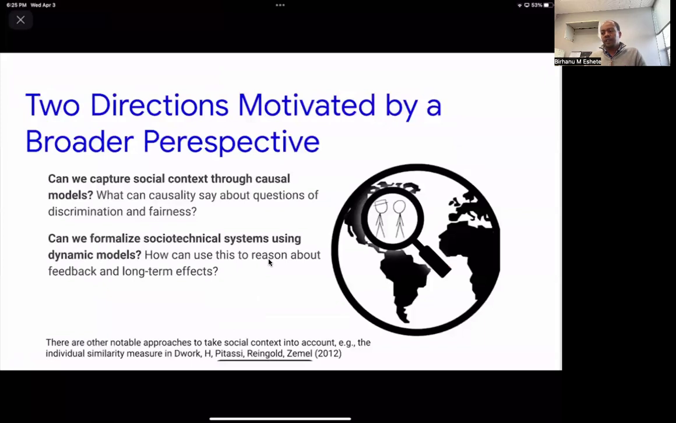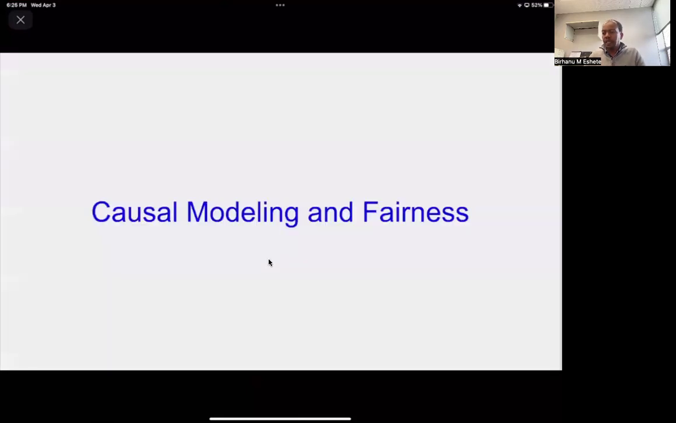So there are two directions motivated by this broader perspective. The first is, can we measure social context through causal models, right? So causality, the cause-effect notion. What can causality say about questions of discrimination and fairness? The other is, can we formalize socio-technical systems using dynamic models? Because we're saying context is dynamic, it's not static. So how can we use this to reason about feedback and long-term effects, right? I'll give you a brief overview of what we're observing as far as causal modeling and dynamic models are concerned. So, causal modeling and fairness.